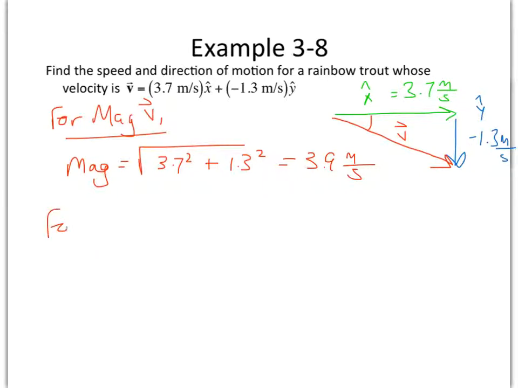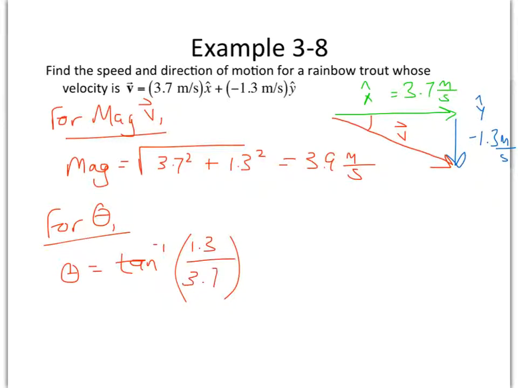For our direction, theta is going to equal what? The inverse tangent of what over what? It's always the y over the x. It's always the opposite. This is our angle right here. The y is the opposite side, and the x is the adjacent side. So it's going to be the y over the x. So it's going to be 1.3 over 3.7. And again, I made that just regular old 1.3 because all that we care about is the absolute value.